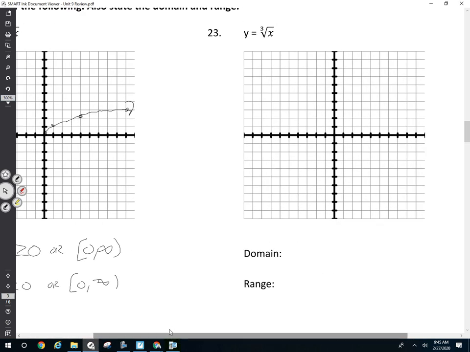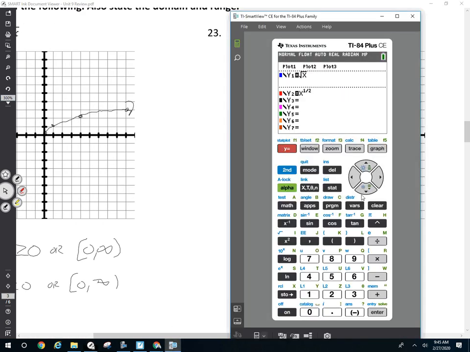Cube root, how am I going to graph that? Well, in my calculator, I don't see a cube root button on this front. So I'm going to use a fractional power.